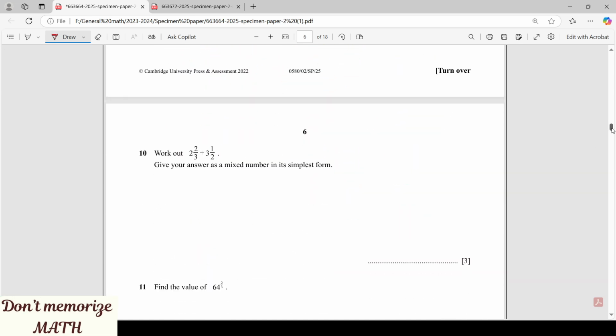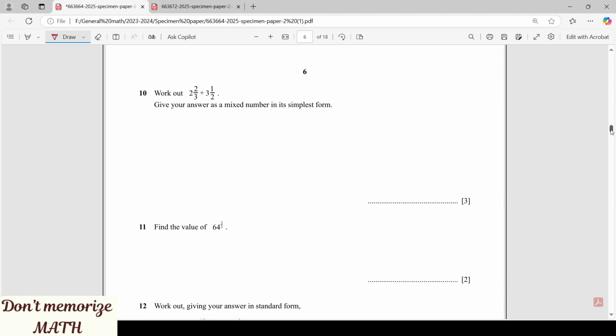So the next question is question number 10. Work out 2 over 3 plus 3 1 over 2. Give your answer as a mixed number in its simplest form. First we will change the mixed numbers to improper fractions. For 2 over 3, 2 times 3 is 6, 6 plus 2 is 8. The denominator will be the same, 3.